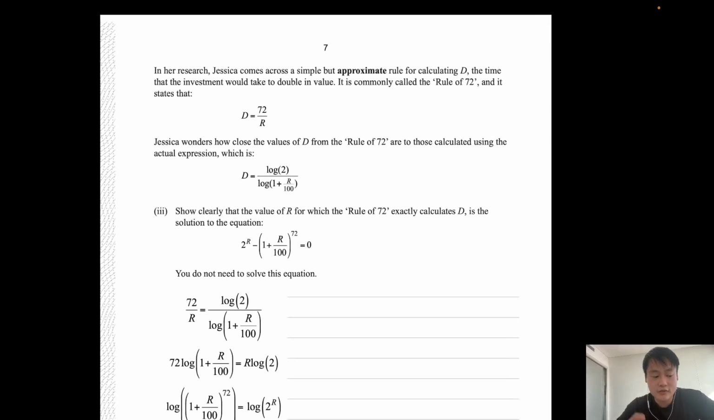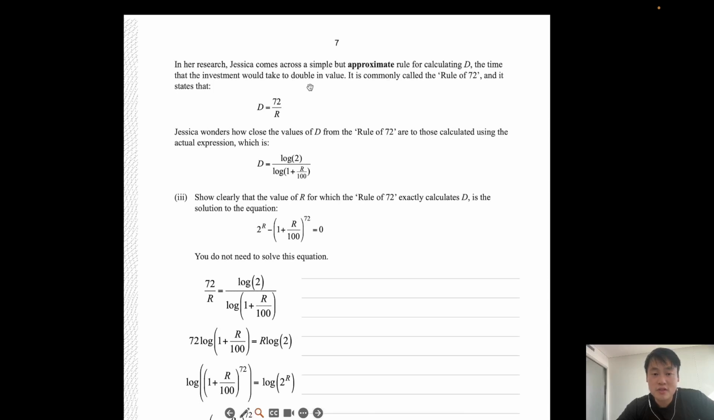Now we go back. Let's have a look at what the rule of 72 is. So the rule of 72 is the time that the investment takes to double in value. D is equal to 72 over r. So they're saying the rule of 72 that exactly calculates d. She's saying the rule of 72 that she's thinking about is d is equal to 72 over r. So that's her idea of what can work.